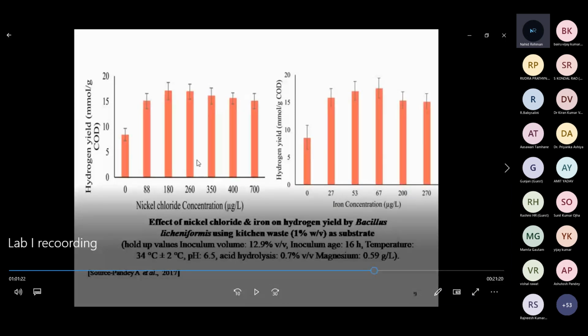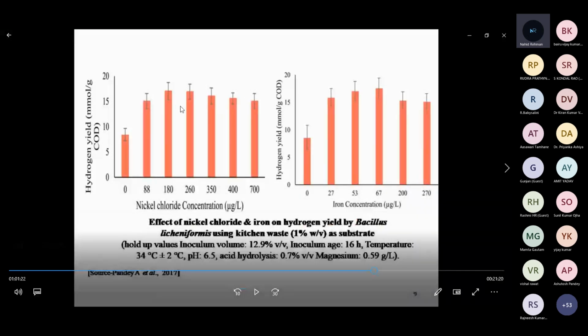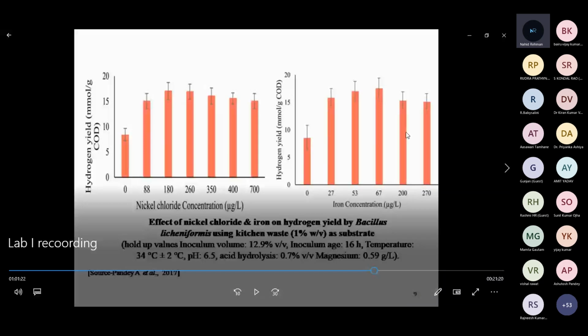Look at the effect of micronutrients here. There is no significant difference from lower to higher level. That means nickel is not getting toxic, however, giving the optimum at 180. And look at the iron here. There is a difference from lower to optimum level to the higher. Higher concentration becomes toxic to the microbes. That is true.